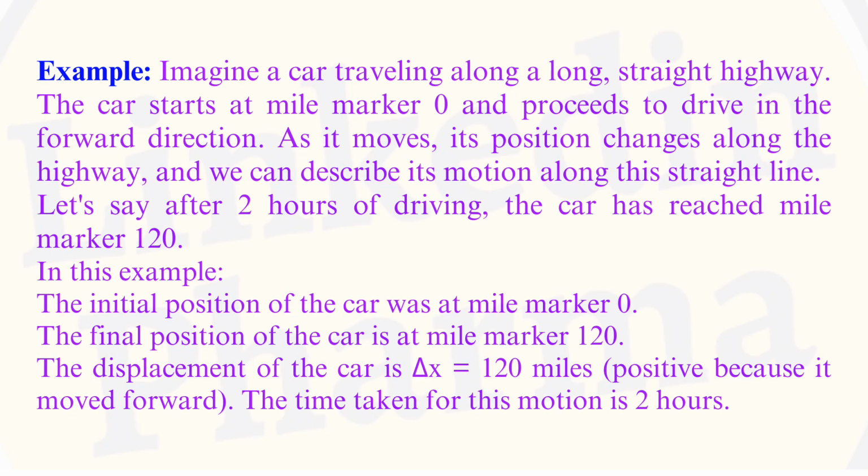Example: imagine a car traveling along a long, straight highway. The car starts at mile marker 0 and proceeds to drive in the forward direction. As it moves, its position changes along the highway, and we can describe its motion along the straight line. Let's say after 2 hours of driving, the car has reached mile marker 120. In this example, the initial position of the car was at mile marker 0. The final position of the car is at mile marker 120. The displacement of the car is delta x equals 120 miles, positive because it moved forward. The time taken for this motion is 2 hours.